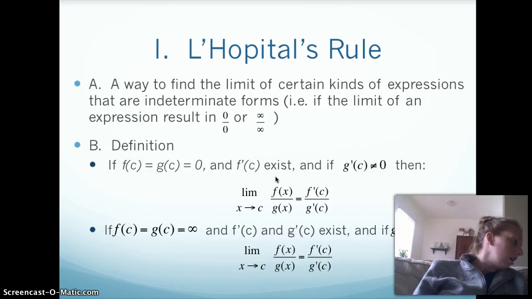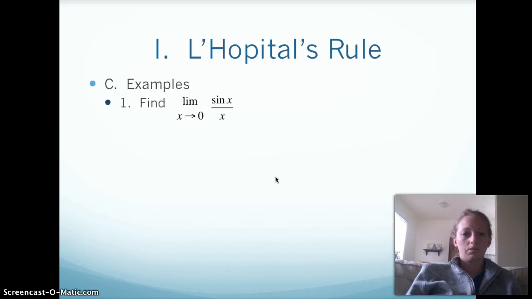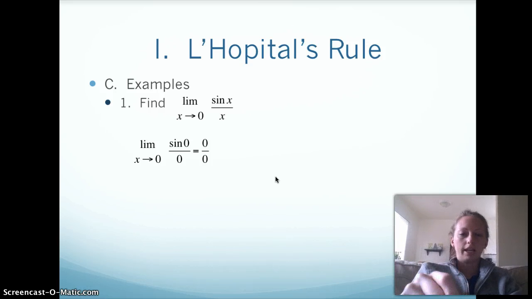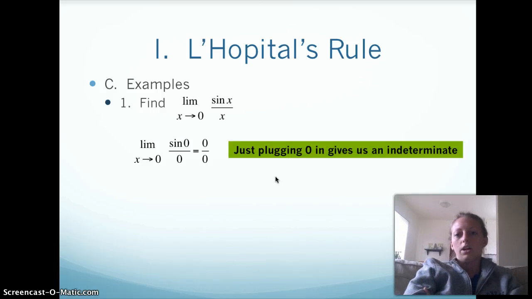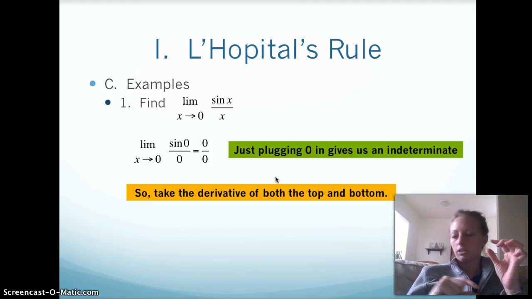Let's do some practice problems. And again, make sure you're taking the derivative of the top and the derivative of the bottom. So example 1, find the limit as x approaches 0 of sine x over x. As you can see, if we just plug in 0, we get 0 over 0, which is an indeterminate. First of all, you can't have 0 on the bottom no matter what. And then when you get 0 over 0, that's what it's called an indeterminate. So what you need to do is take the derivative of the top and the bottom. So go ahead and do that. Take the derivative of sine x, take the derivative of x. Remember, you are not using quotient rule, they are individual functions.